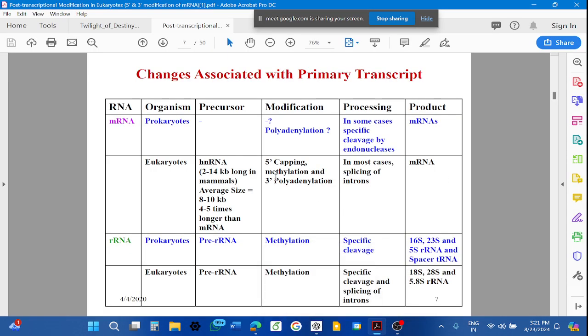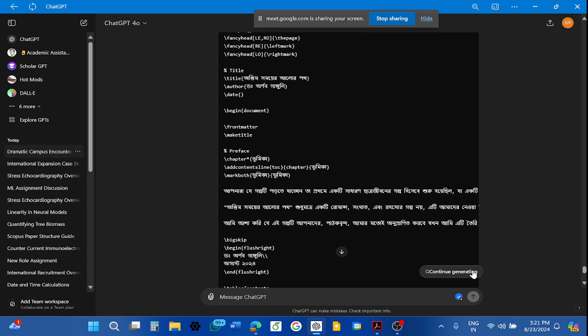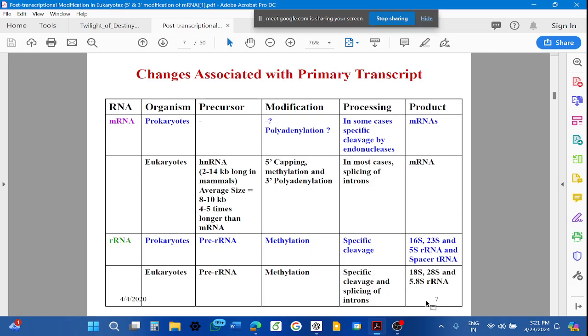Heteronuclear RNA is formed. It is 2 to 14 kb long, longer than an RNA precursor. In mammals, it is 8 to 10 kb, at least 4 to 5 times longer than the final messenger RNA.